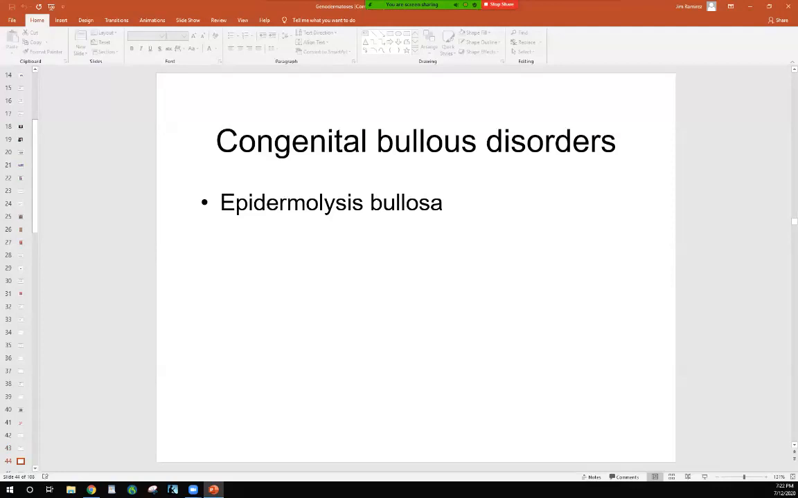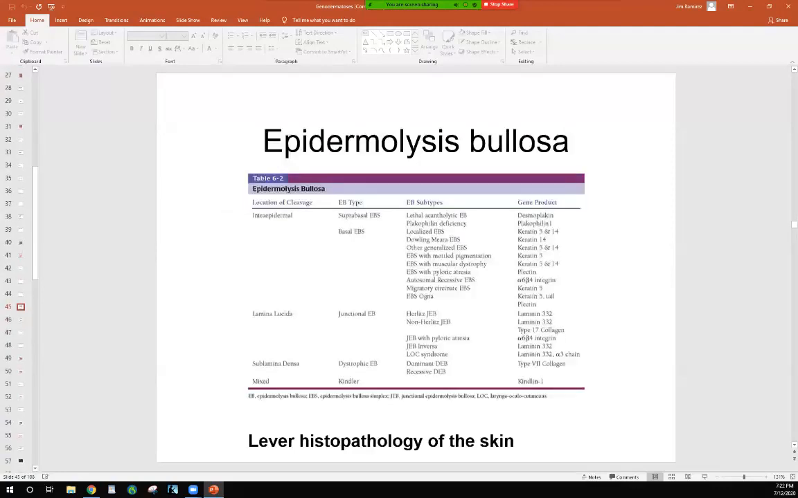We'll go on to congenital bullous disorders. So basically we're talking about epidermolysis bullosa here. Here is another chart from Lever's Histopathology of the Skin. And this is really, again, like the keratodermas. I'm not going to go through each one of these, but you kind of get a sense over here of the gene product, understanding what it is that each of these involves if you break them up into the simplex, the junctional, and the dystrophic.